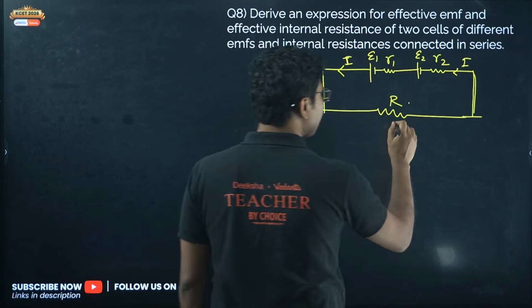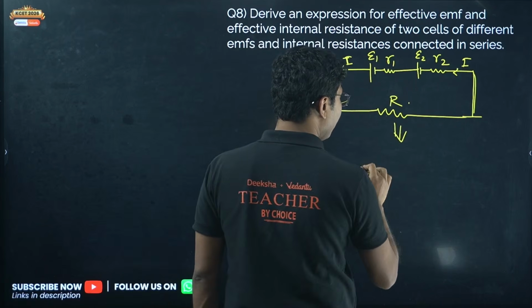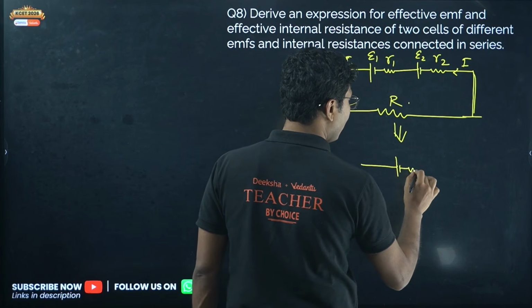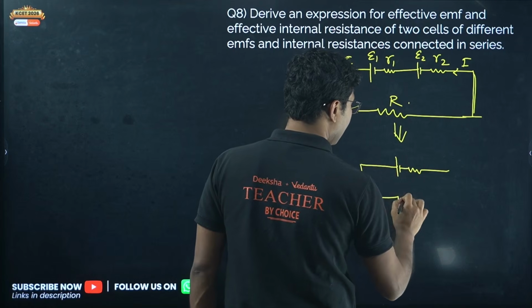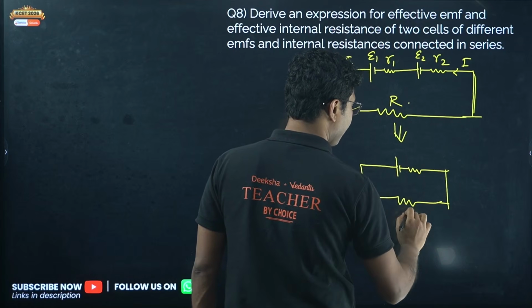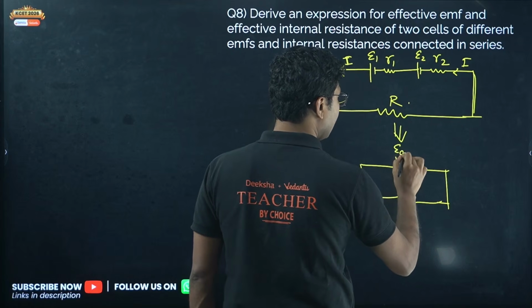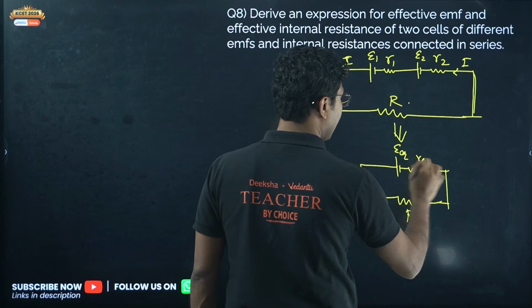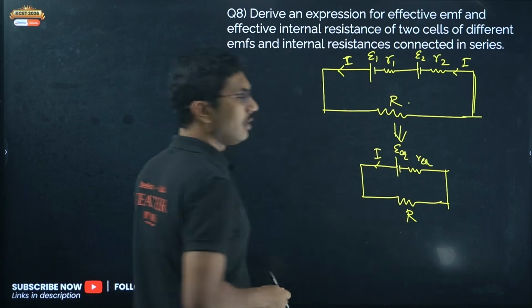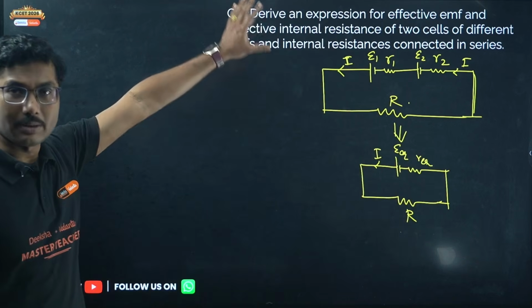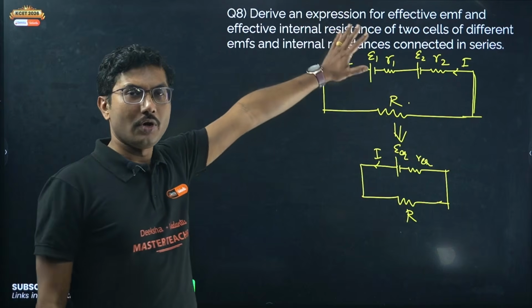Now the equivalent circuit. Equivalent means only one cell and one internal resistance is there. The external resistance should remain the same. So this is R equivalent, and the current in the circuit should also remain the same. So this diagram is compulsory. Again, the diagram you have to draw.